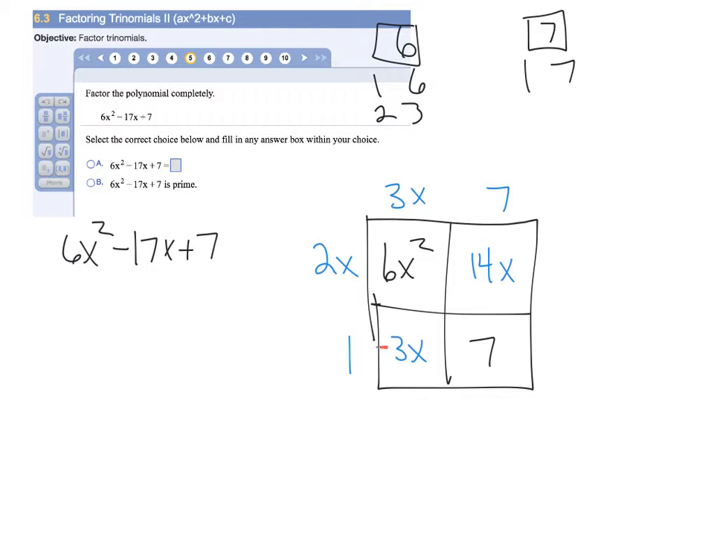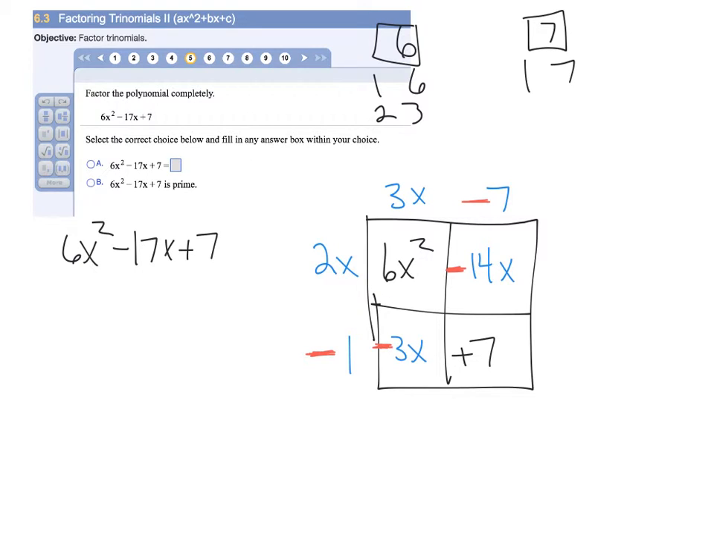If they're both negative, then I could get a negative 17. But how do I get a negative 14x? Well, that means this 7 has to be a negative. And then how do I get this negative 3x? Well, that means this 1 has to be a negative. And sure enough, negative 1 times negative 7 gives me the positive 7 that we wanted in the first place.